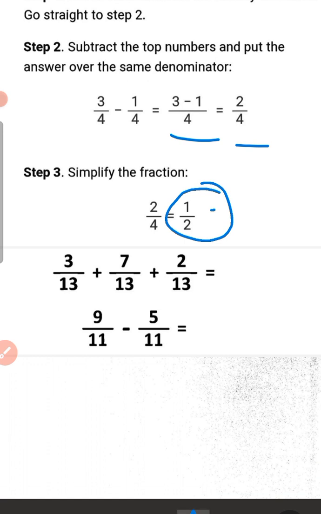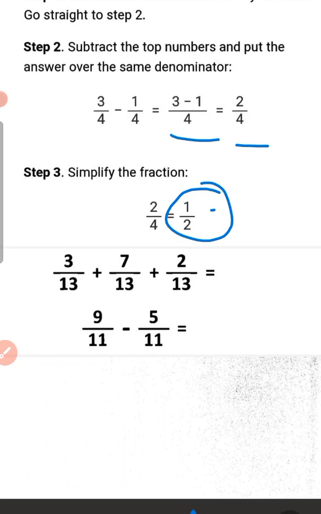So the rules are the same for addition and subtraction. If we are subtracting, subtract the numerators and write the same denominator. If we are adding two like fractions, add the numerators and write the same denominator.